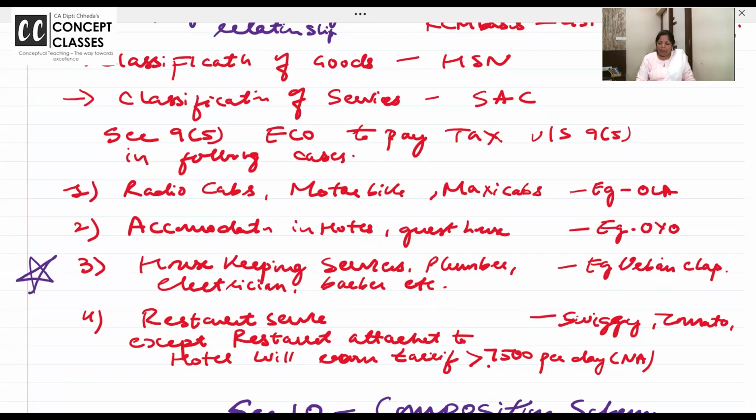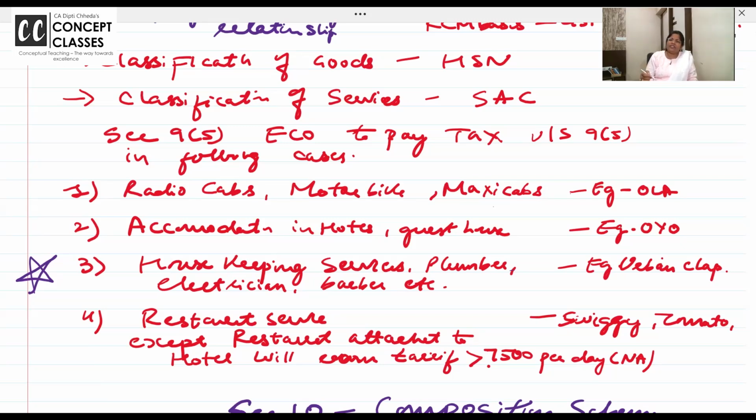E-commerce operators who pay tax under section 9(5). Earlier there were only radio cabs, Ola, Uber and all, they are paying the tax. Motorbike, maxi cabs have been added. Accommodation in hotels through Oyo, Trivago, all. Housekeeping services like Urban Clap. They are also e-commerce operators.